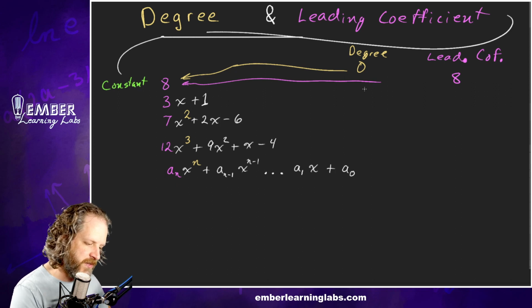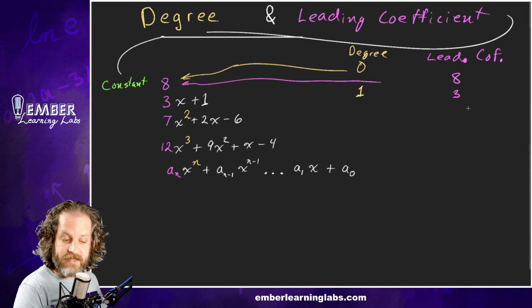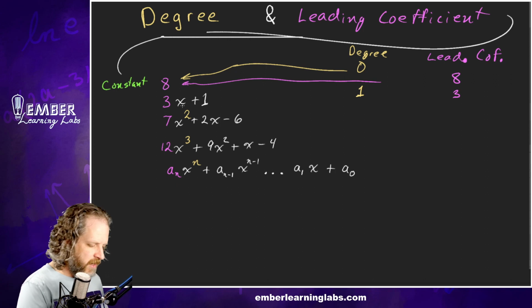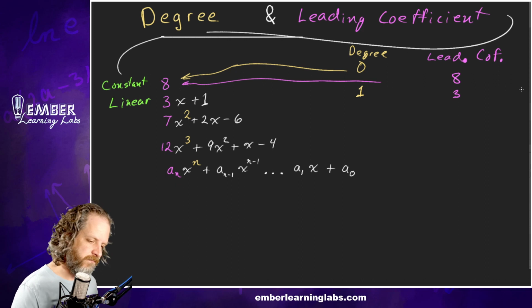His degree is 1. He has a degree of 1, because remember, if there's nothing there, it's a 1. His leading coefficient is a 3. This one you probably know. What is it called? If we just have an x to the first, this is called a linear function. We knew that already.